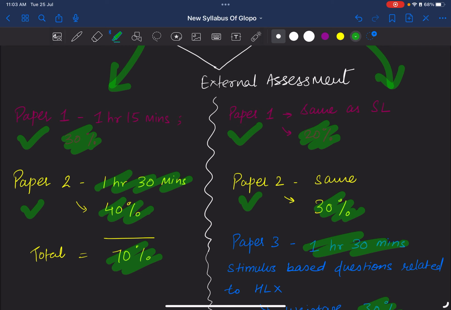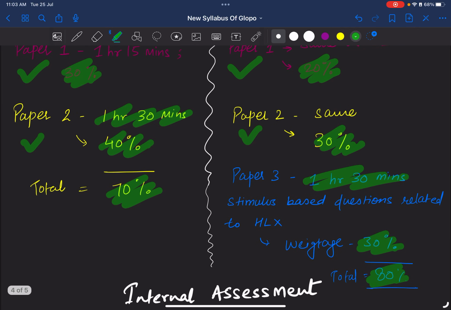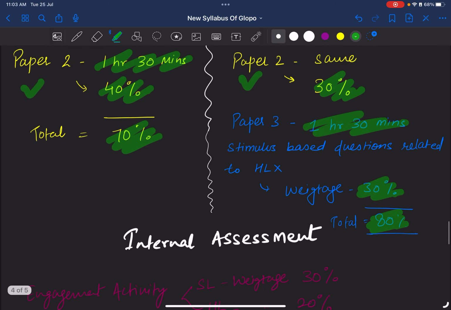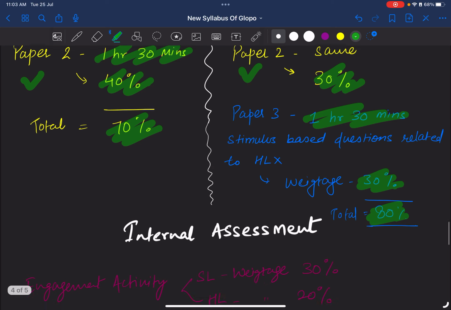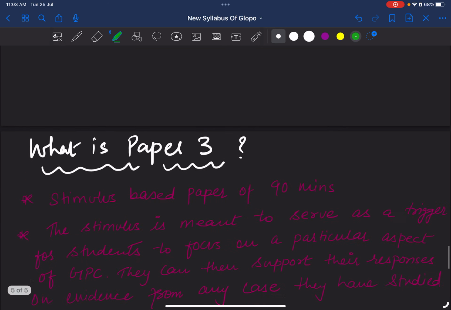Now for HL students, paper 1 would remain the same. For paper 2, the weightage has been reduced, and instead of writing 3 questions, they are supposed to write 2 questions. Paper 3 is an additional thing over here, so mind it. Internal assessment: the weightage for SL will be 30%, and for HL it will be 20%. All right. The engagement activity would remain the same. No change in the engagement activity.